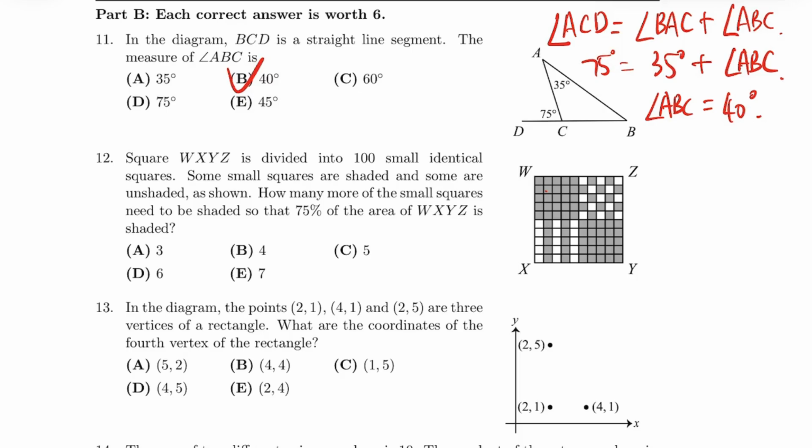Actually, as we can see, the big square of 100 small squares has been divided into 4 equal squares, which means each of them has 25 small squares. So this is 25, this is 25. In this case, we have at least 50 shaded.